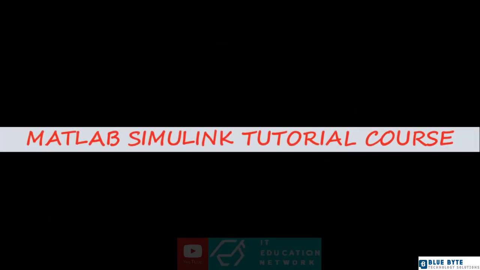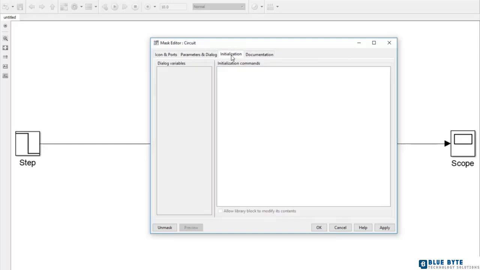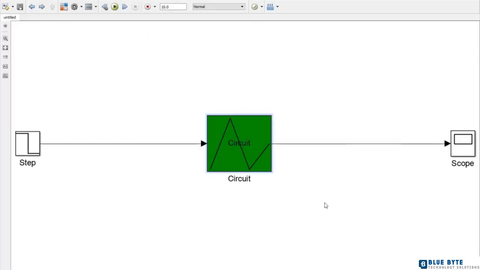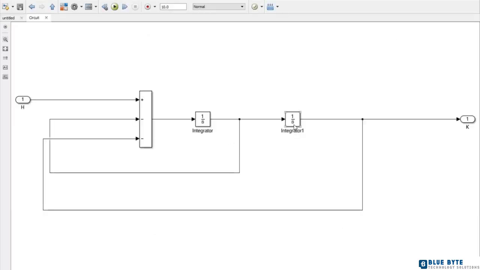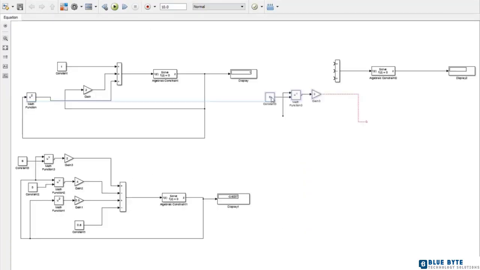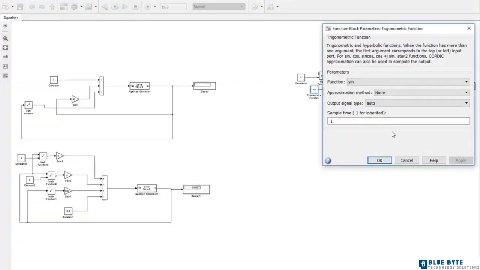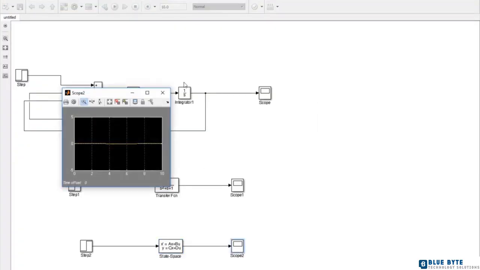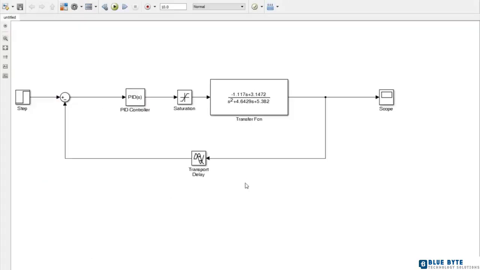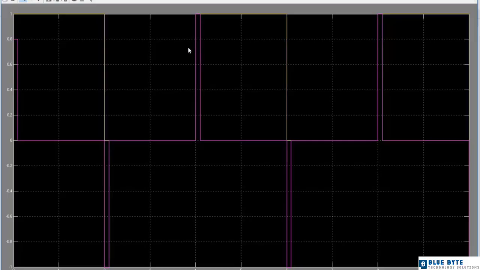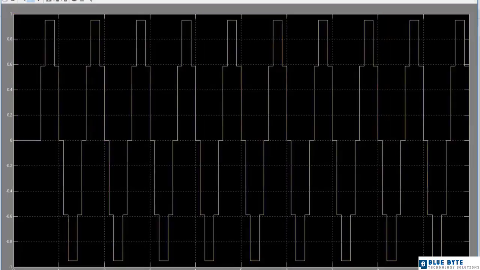MATLAB Simulink tutorial is a comprehensive course with numerous practical examples to make you expert in the Simulink. In this course, you will learn solving mathematical equations, multiple modeling of systems, controlling subjects in the Simulink, and simulation of continuous, discrete, and hybrid systems.